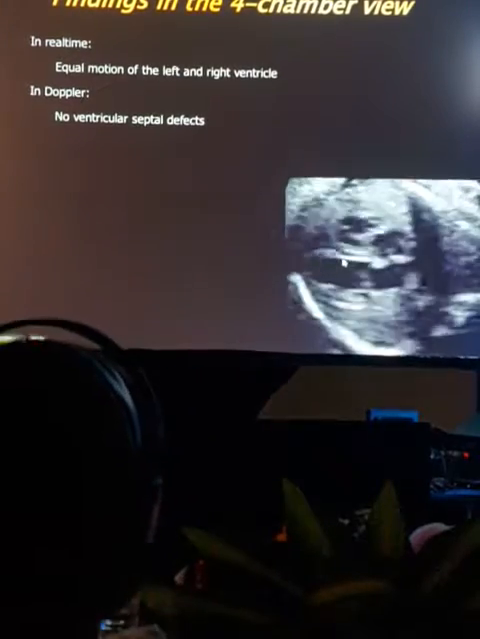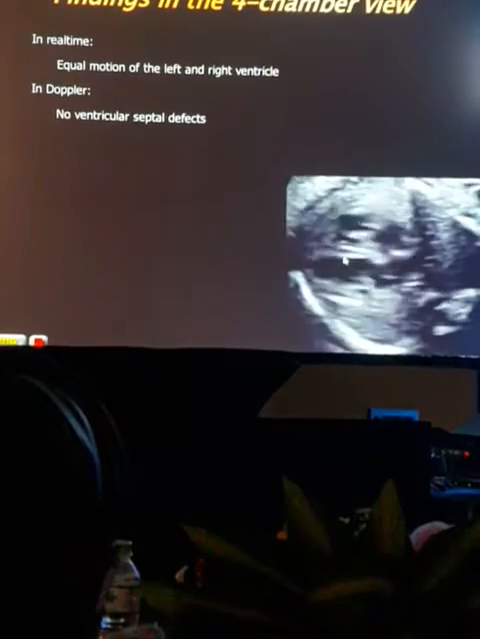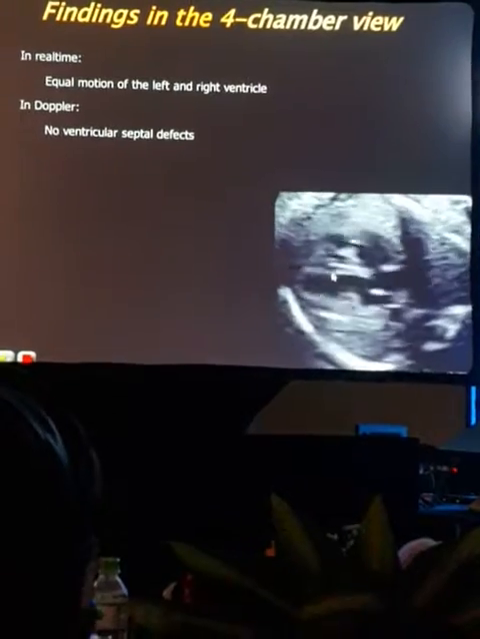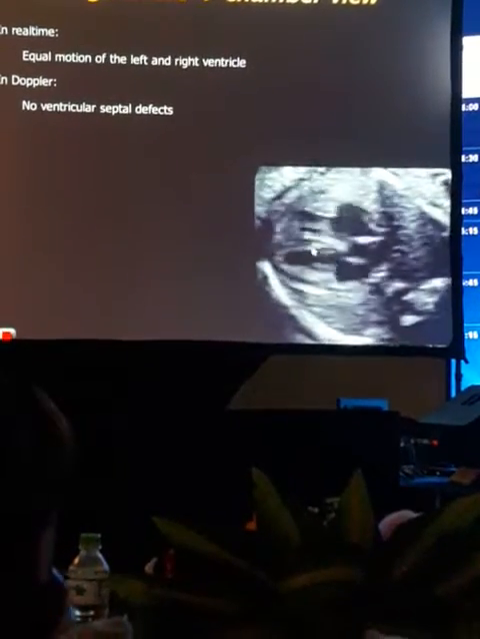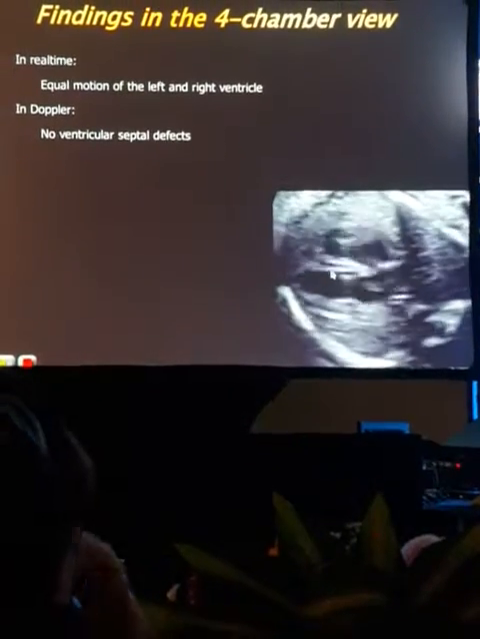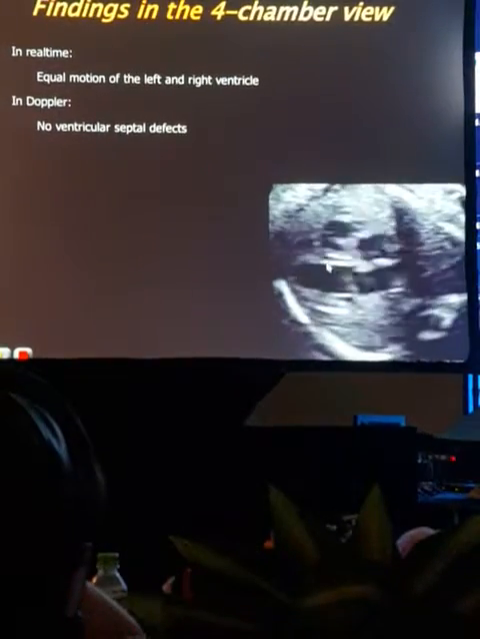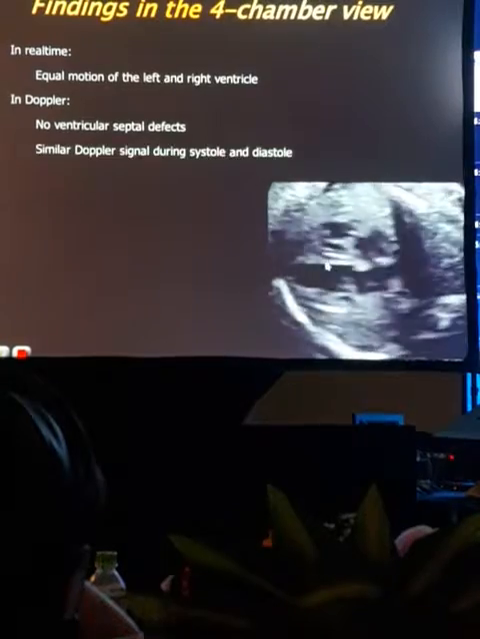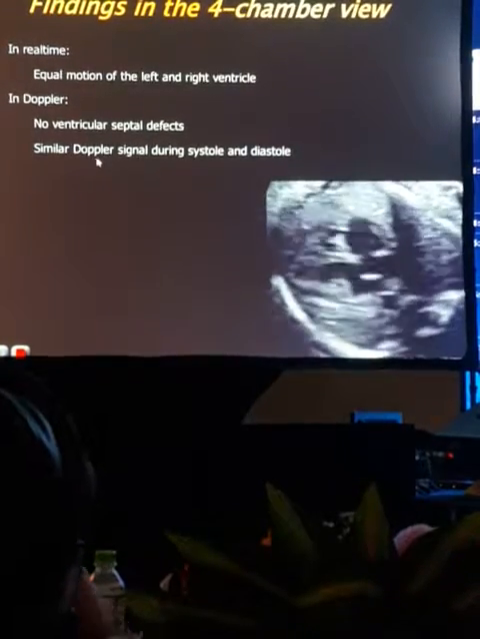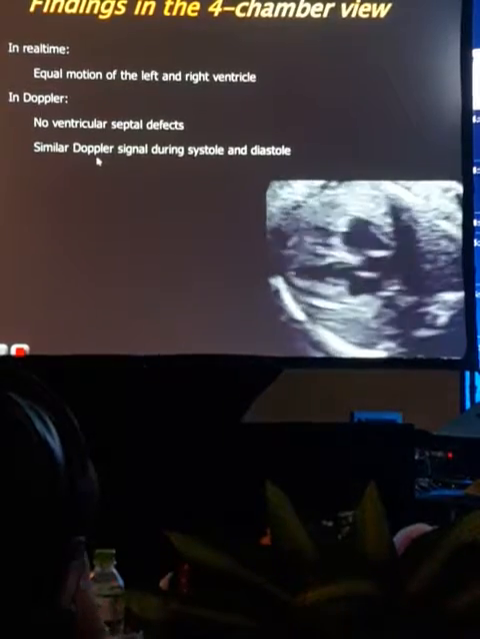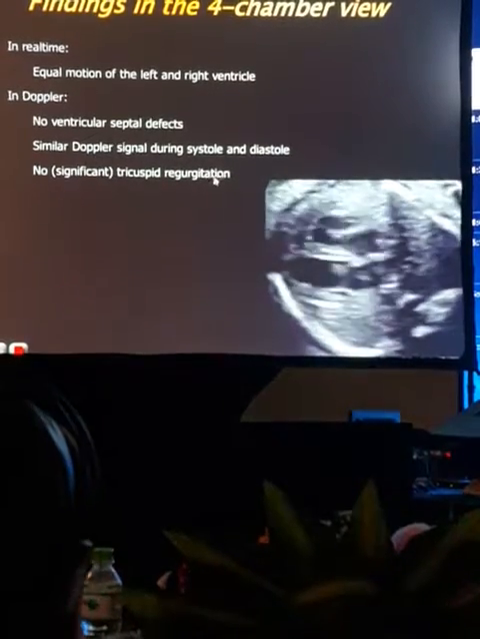How many of you do color Doppler every time you do a four chamber? The two front speakers here. Okay, you have to do color Doppler, if your machine has it, on every four chamber. Otherwise, you're going to miss the ventricular septal defect. You want to see there is a similar signal in systole and diastole, and there's no significant tricuspid regurgitation.